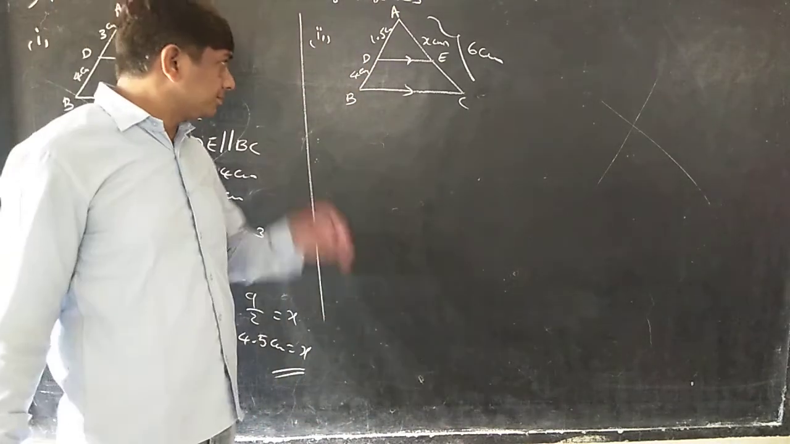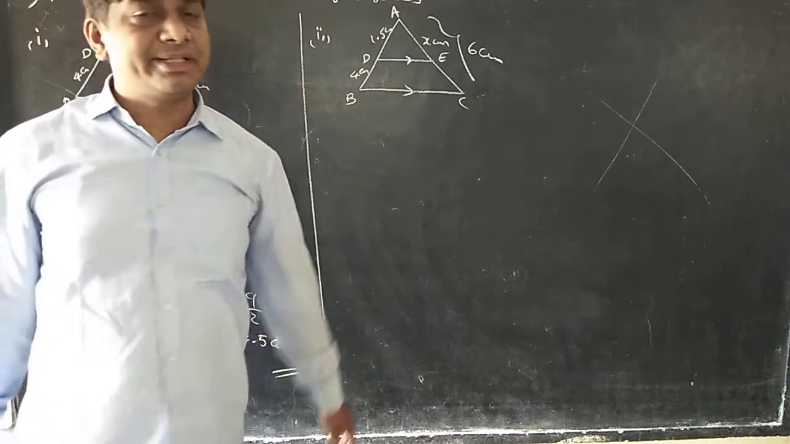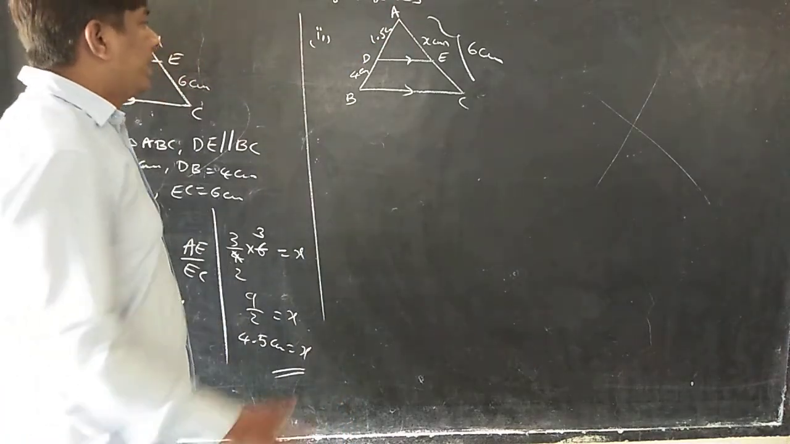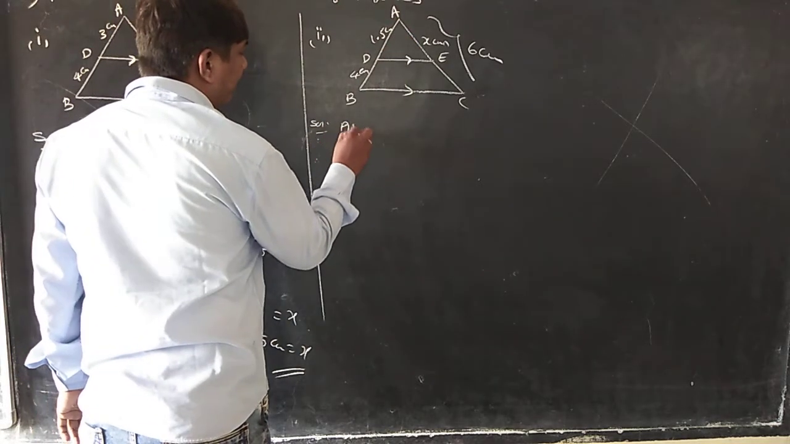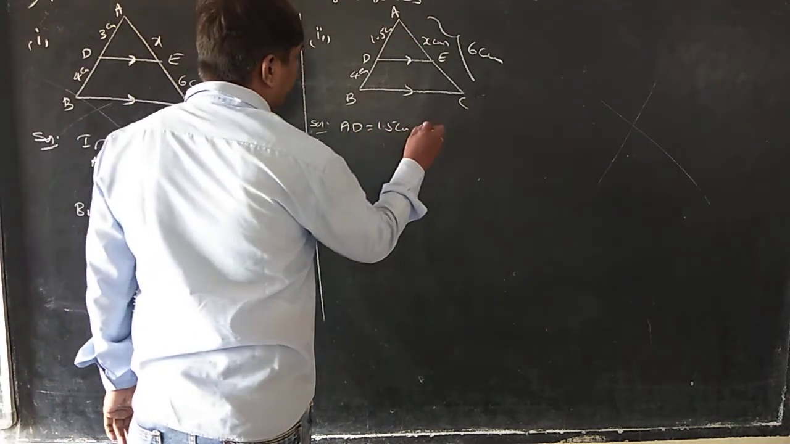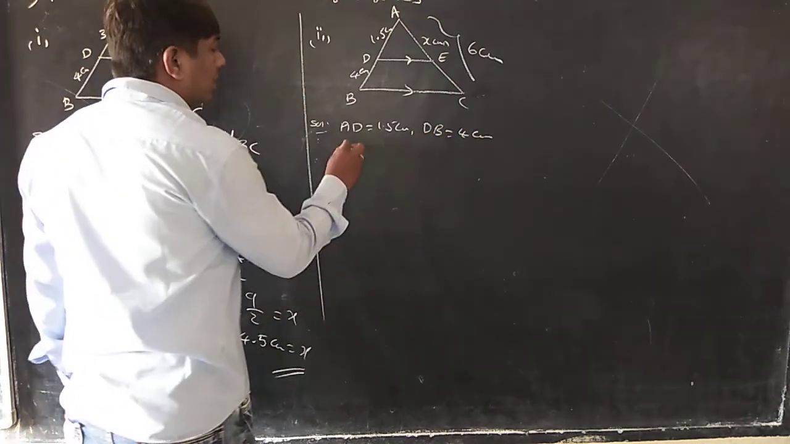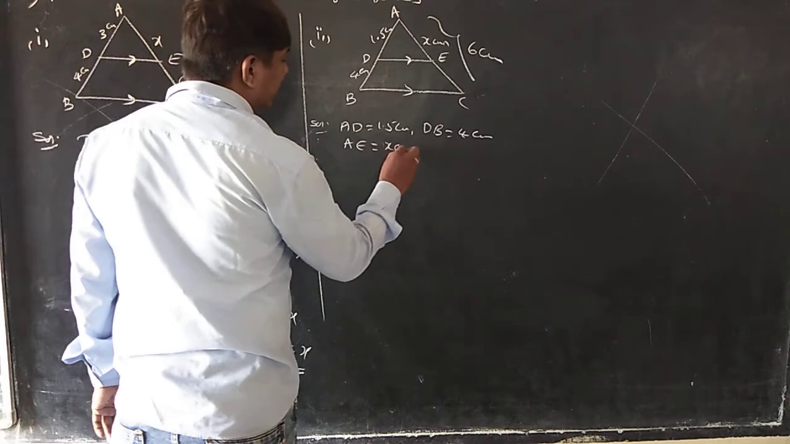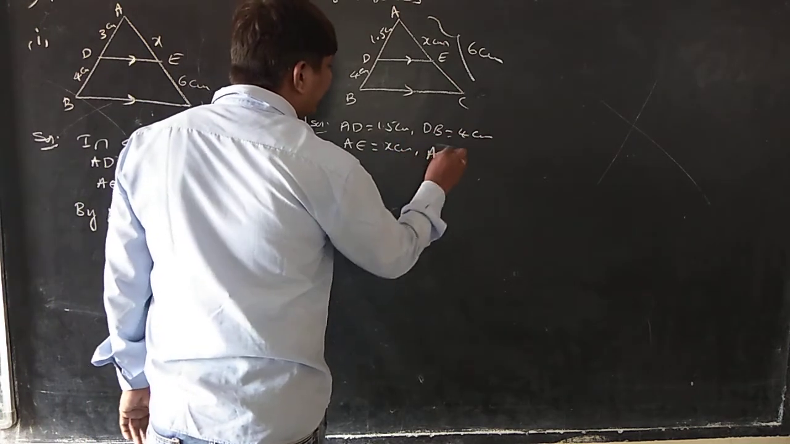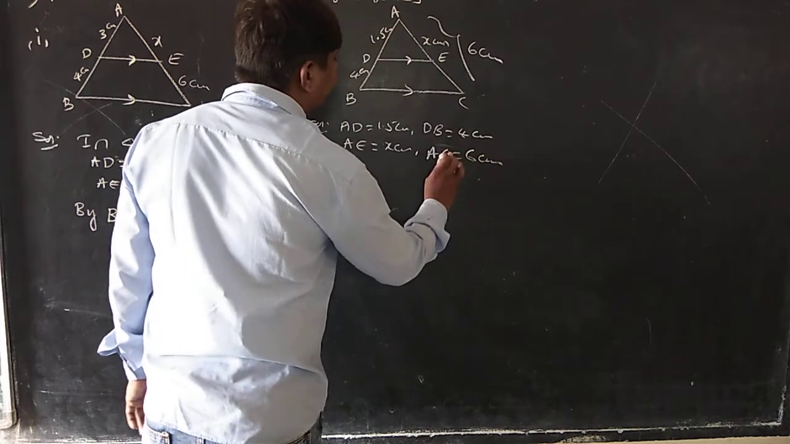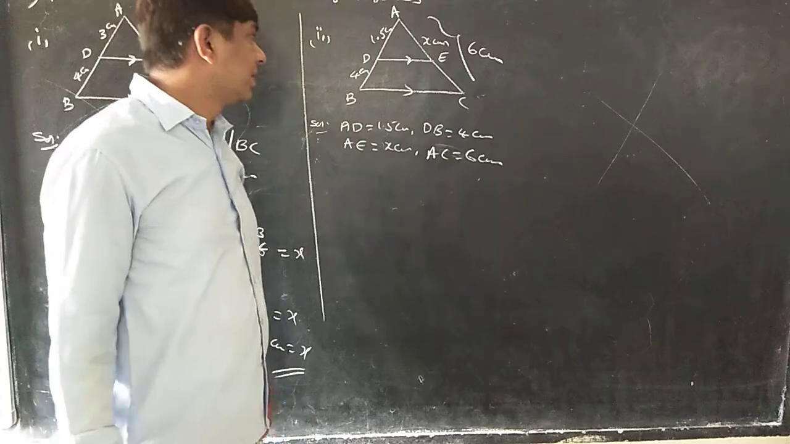Here they did not give the EC value. AC value directly they given. Here in this one AD is equal to 1.5 centimeters they given. DB is equal to 4 centimeters is given. AE is equal to x centimeters. EC is equal to I don't know. But they given AC is equal to 6 centimeters.